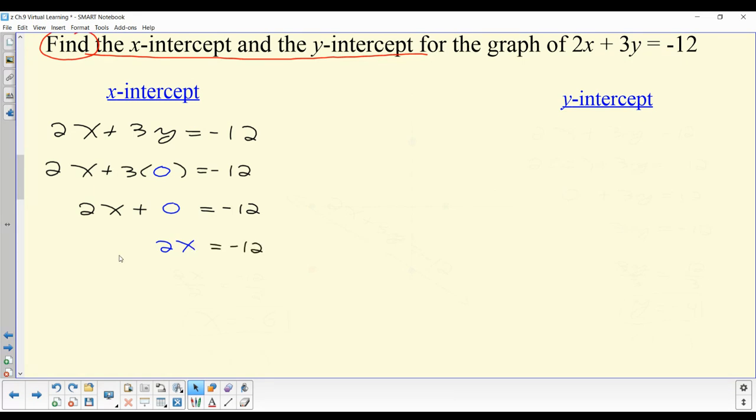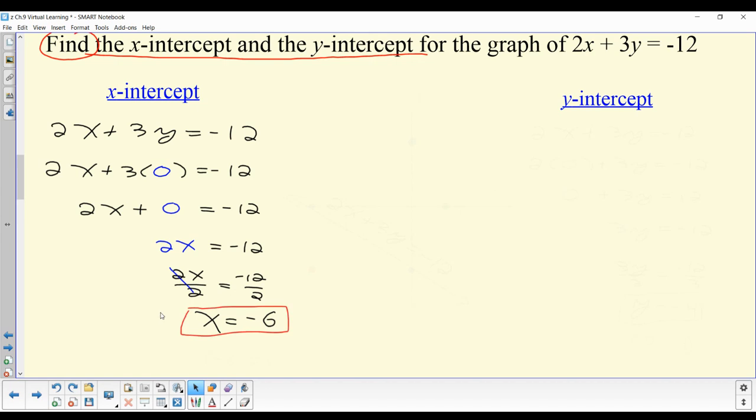Now you have an equation. To solve the equation, you find the variable, it's an x. Look at what is happening to the x, it's multiplying by 2. So we'll do the inverse of that. We will divide by 2. And whatever you do to one side, you have to do the other. On the left, you have your x, and on the right, -12 divided by 2 is -6. So the x-intercept is -6.